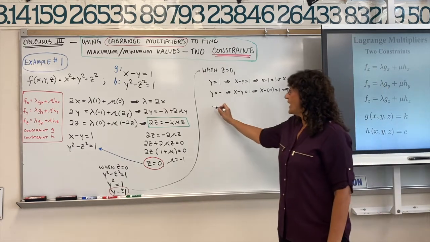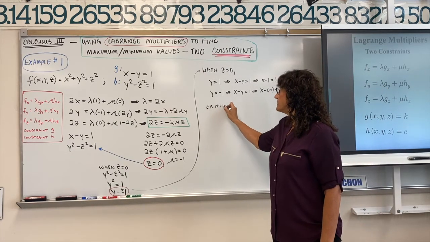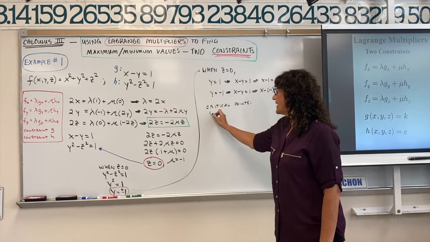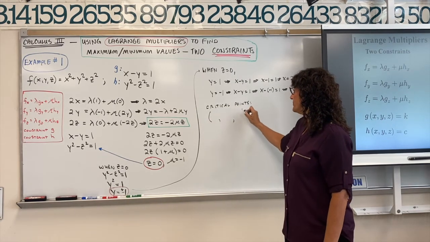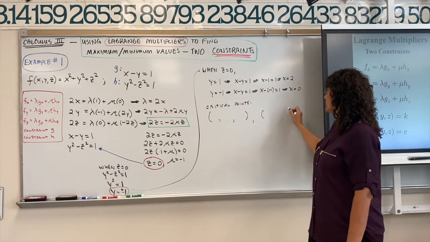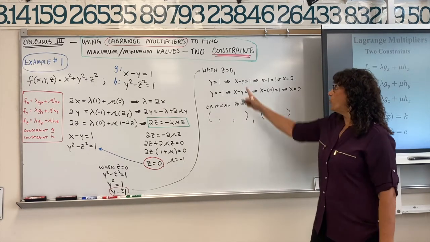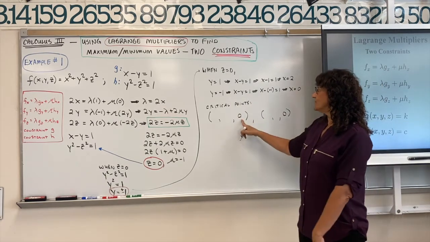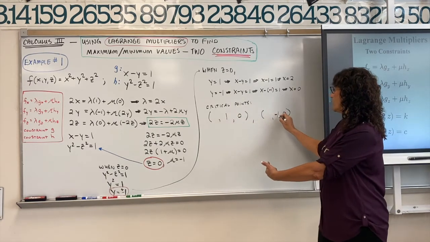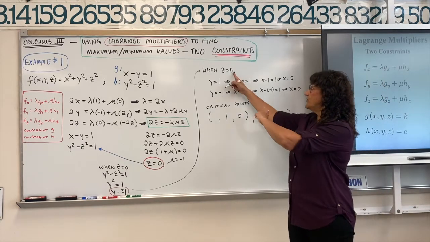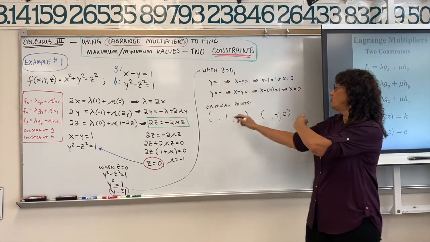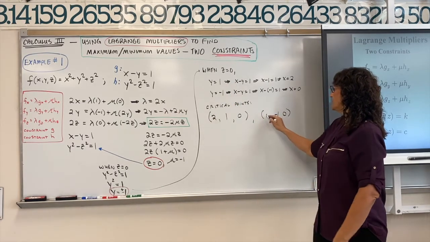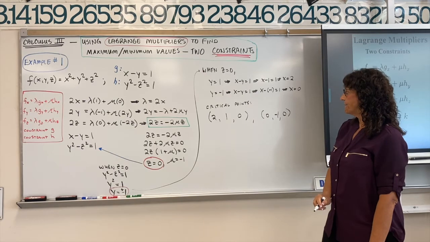All right, so I have found my critical points. I have 2 of them. I have 2 ordered triples for my critical points. z is 0 for both of them, okay? When z is 0, y is either 1 or negative 1, okay? So when z is 0, y is 1, x is 2. When z is 0, y is negative 1, x is 0. These are my critical points right here, all right?